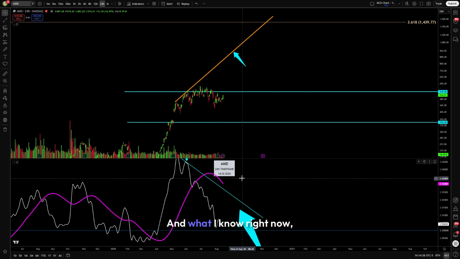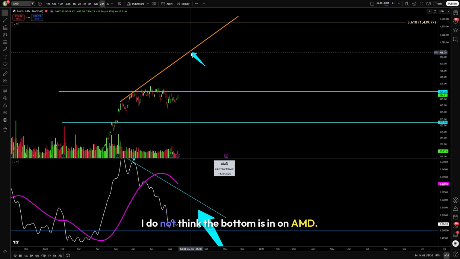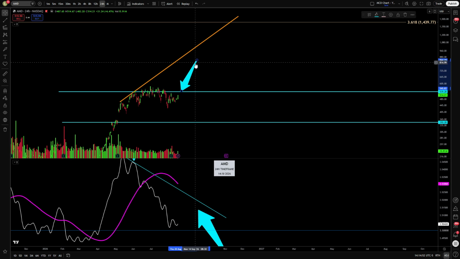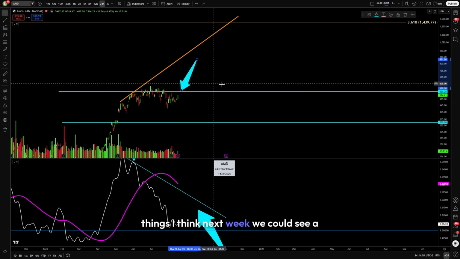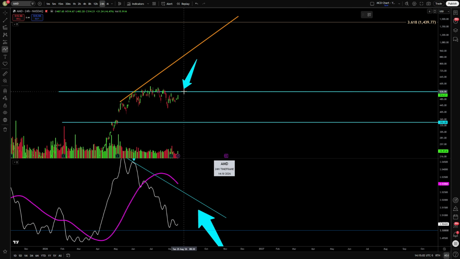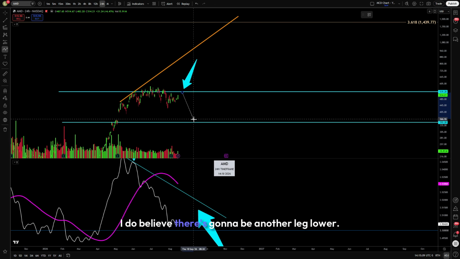And what I know right now, I'm going to tell you straight up, I do not think the bottom is in on AMD. I think it's looking good. I think there's some really good news and some bullish things. I think next week we could see a test of 539, 540. Heck, it could even go to 550. But I'm not telling you this to upset you guys. I do believe there's going to be another leg lower.